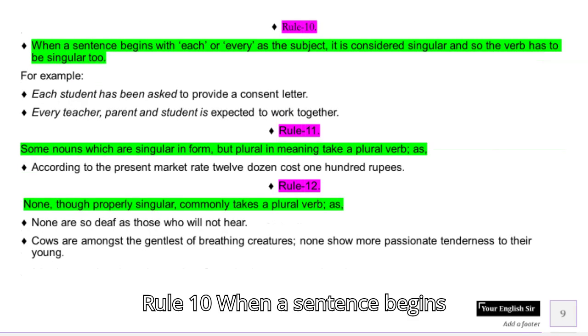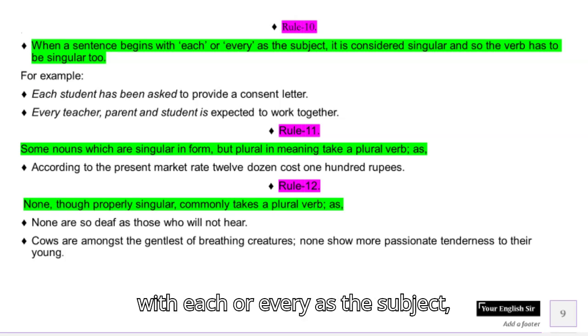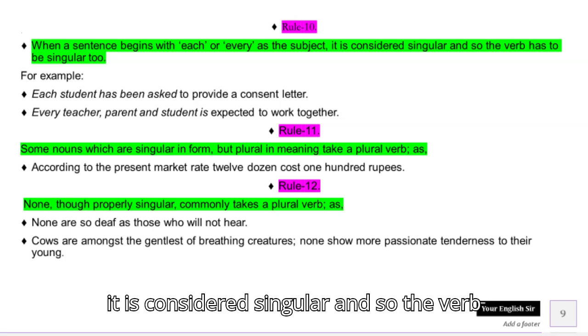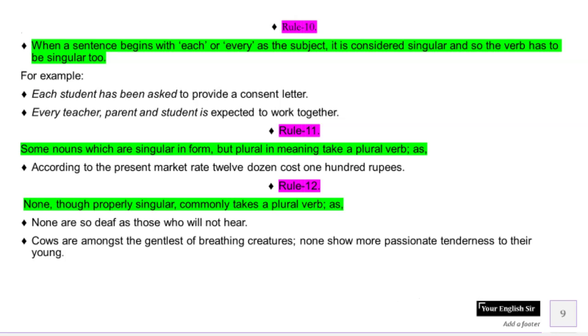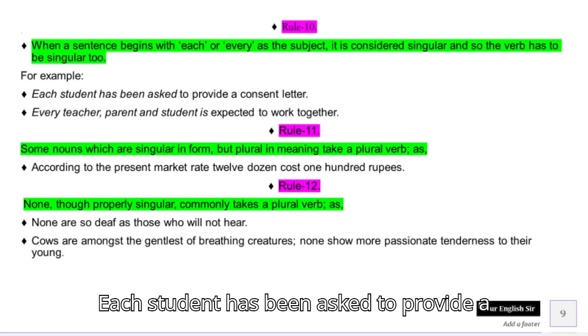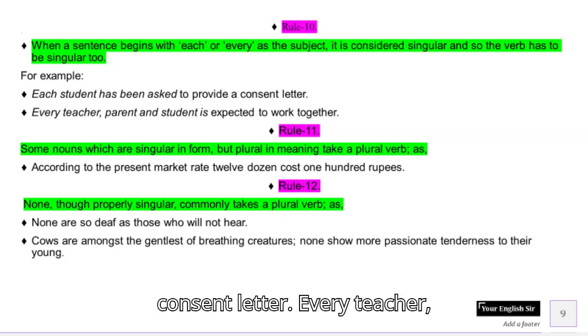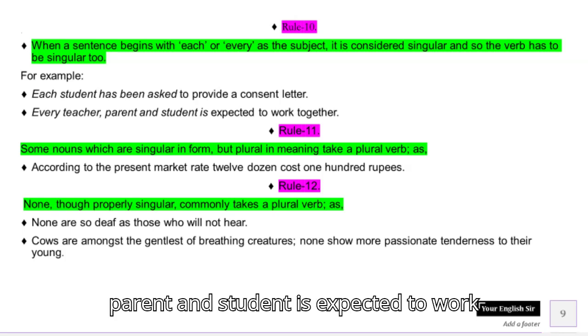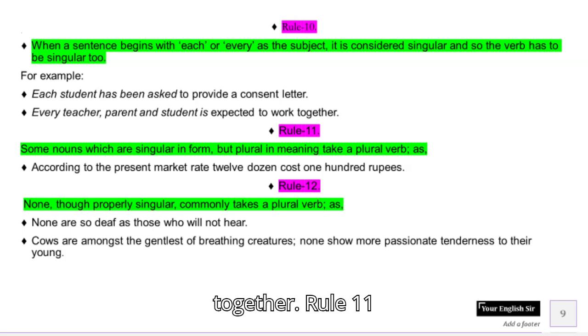Rule 10. When a sentence begins with each or every as the subject, it is considered singular and so the verb has to be singular too. For example, each student has been asked to provide a consent letter. Every teacher, parent and student is expected to work together.